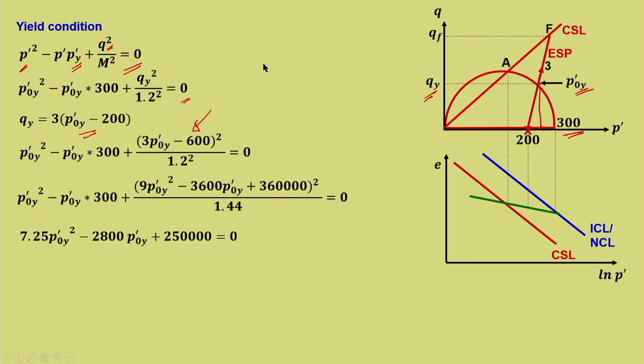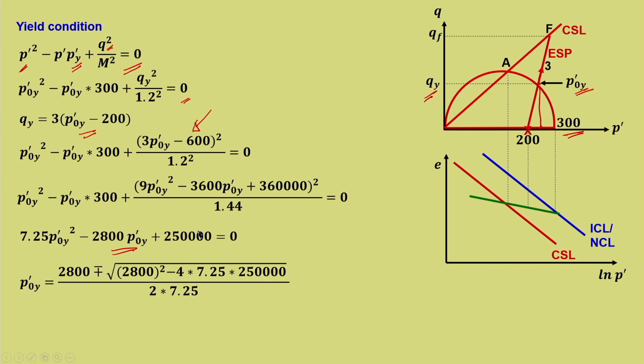Again expanding, we will be left with a quadratic equation. So here we will have two roots for P naught dash y. One of the roots for P naught dash y is 246.1, and if you substitute for it, Qy will be 138.2. The other root of P naught dash y is 140.1, and Qy is minus 179.6.